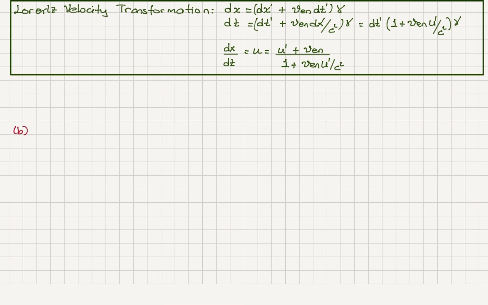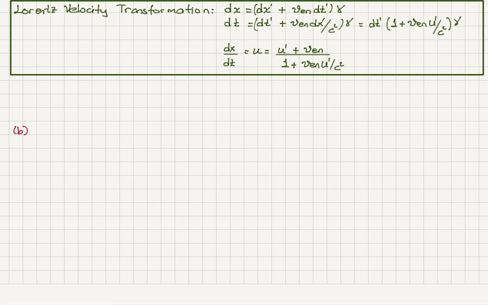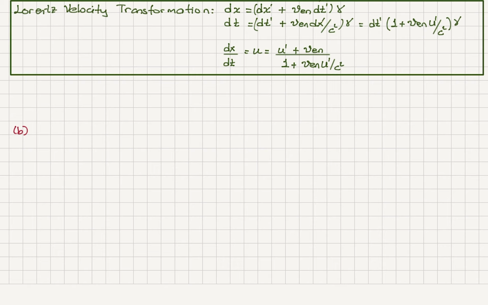What was the Galilean velocity transformation? U is equal to u prime plus v enemy. It is u prime plus v enemy divided by this correction factor 1 plus v enemy u prime over c square. So that's the proper Lorentz transformation.